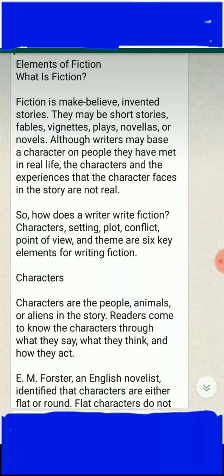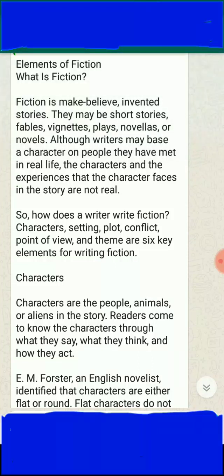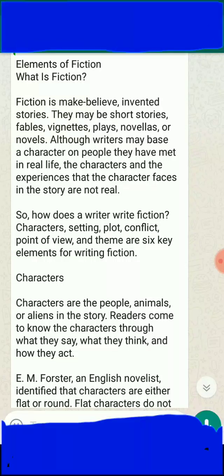Elements of fiction. What is fiction? Fiction is make-believe, invented stories that may be short stories, fables, vignettes, plays, novellas, or novels. Although writers may base a character on people they have met in real life, the characters and the experiences that the character faces in the story are not real.